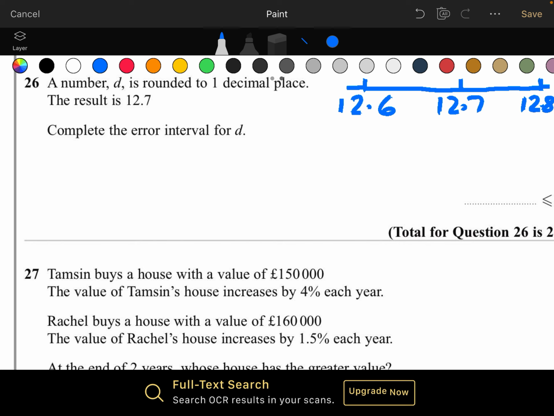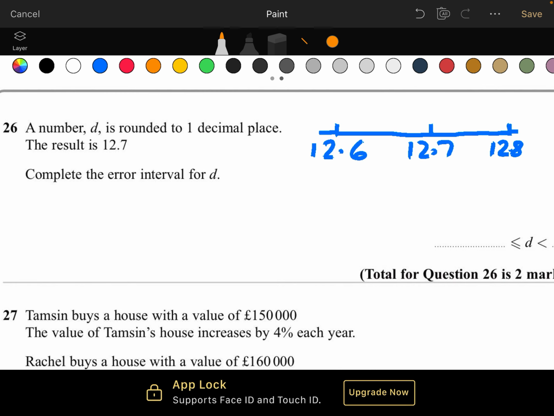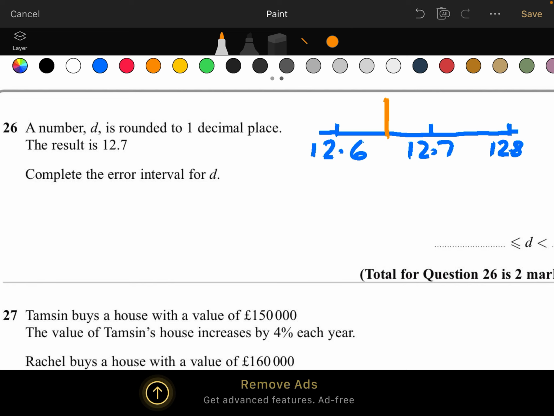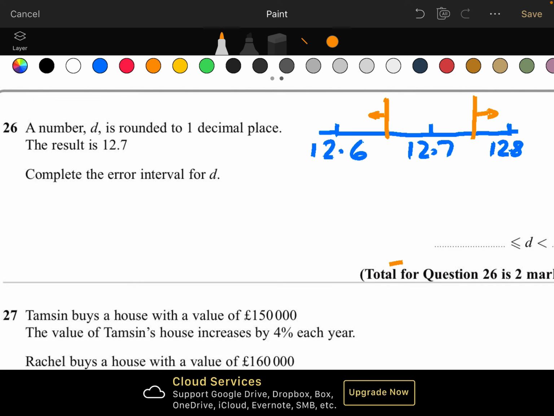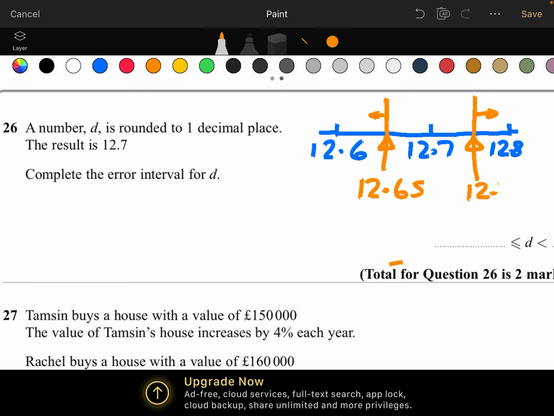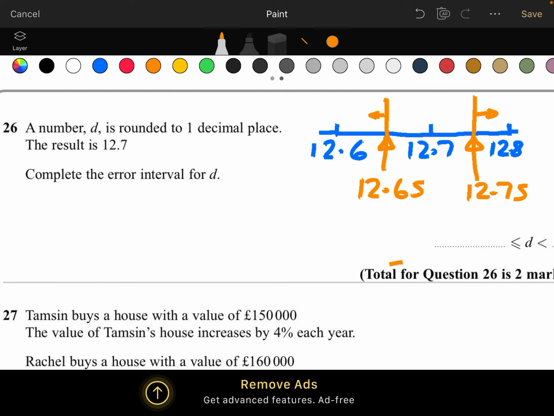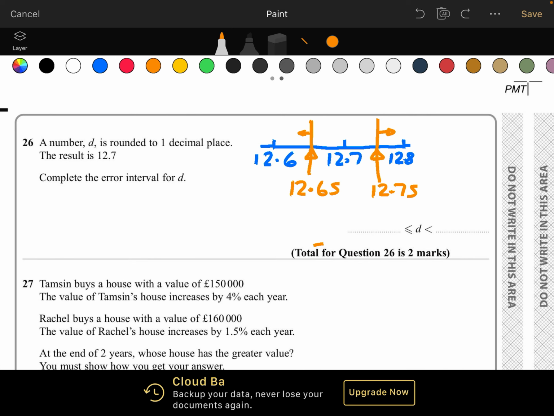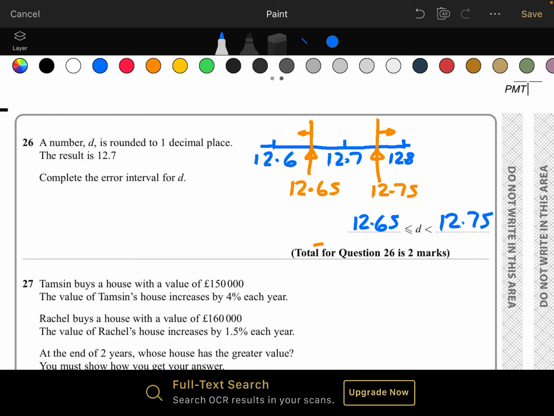Let's change colour a little bit. Just come down a little bit to give me a bit of space. And to round to 12.7, we're going to be halfway in between. Anything that side will go to 12.6, anything that side will go to 12.8. So the error interval is at the halfway point. That's 12.65, and that one is 12.75, and that is my error interval. So just let me go back. In my answer, I need to write 12.65 and 12.75.